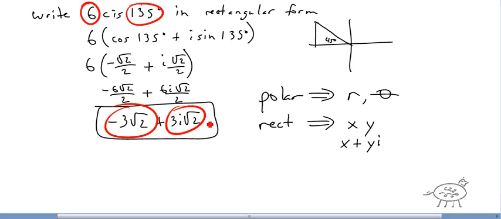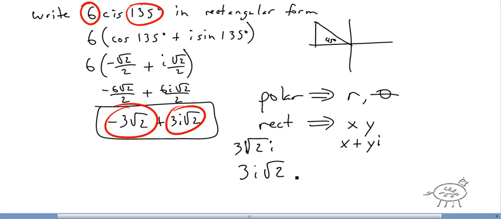I will usually ask for it in exact form. Okay, so you'll give it to me as negative 3 root 2 plus 3i root 2. Sometimes you put the i after, so they put 3 root 2 i. The reason I don't like to do that is because sometimes people get confused and they write it like this, 3 root 2 i, and it looks like the i is under the radical. So I prefer it this way.